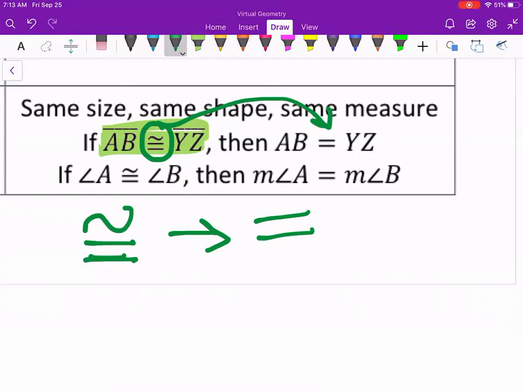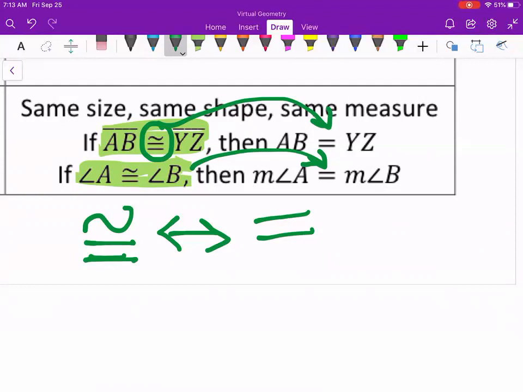And this could go the other direction because look what's going on in the next line. If my angles A and B are congruent, same thing for angles here, then their measures have to be exactly the same. And again, this can go the other direction. If I know that the length of AB is equal to the length of YZ, or the measure of A is equal to the measure of B, then I can reverse that and say the two are congruent.